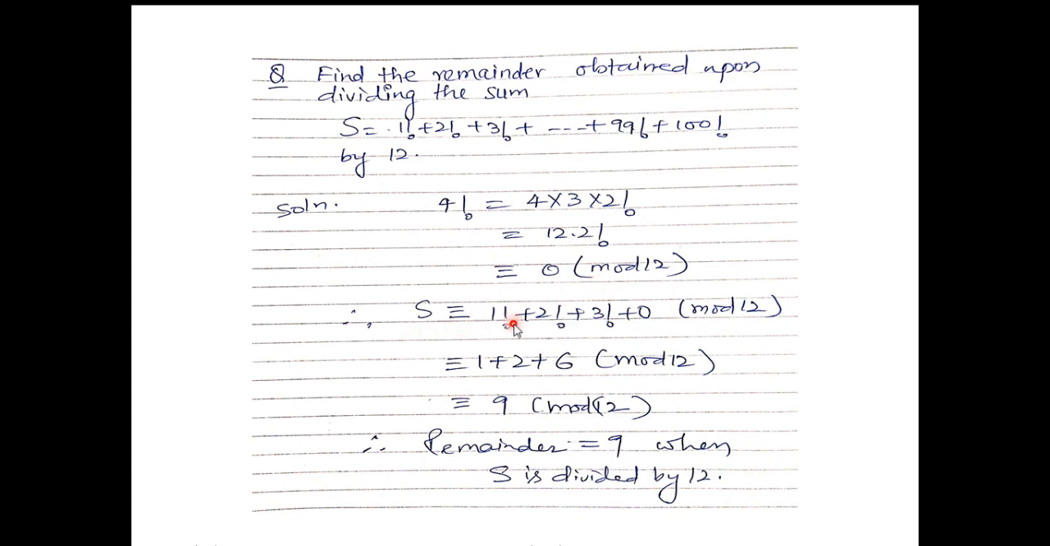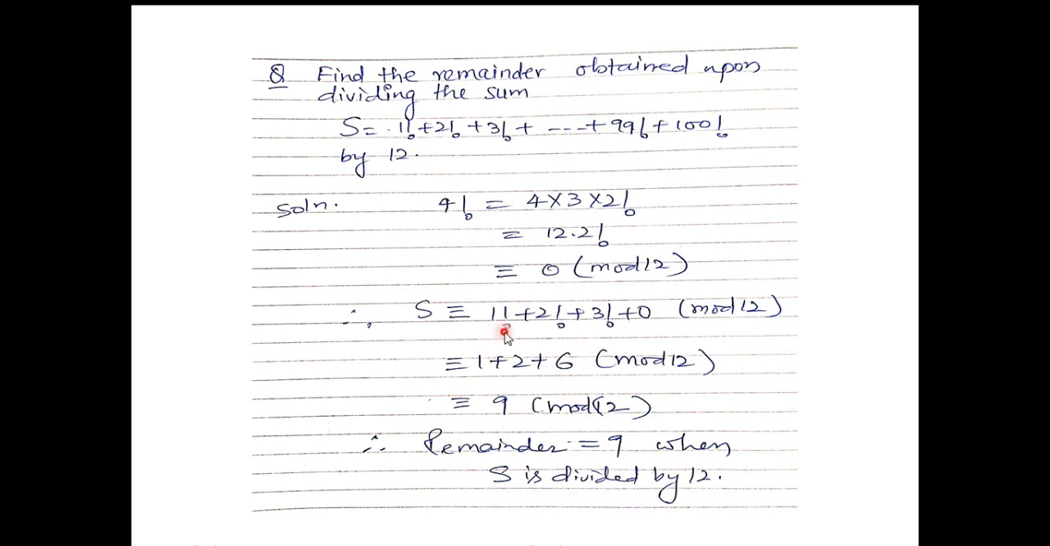Therefore, S is congruent to factorial 1 plus factorial 2 plus factorial 3, and all the succeeding terms will be congruent to 0 modulo 12, because factorial 4 is congruent to 0 modulo 12, and factorial 5 can be written as 5 into factorial 4. So again that will be congruent to 0, and so on. In all these terms we will get factorial 4 in multiplication. Therefore all the terms will be 0.